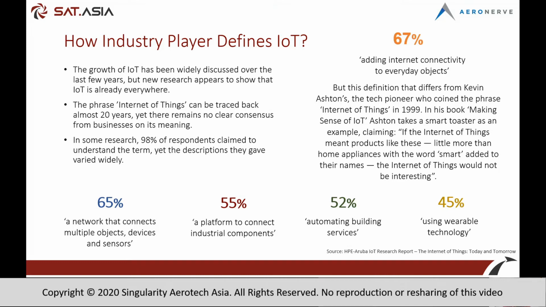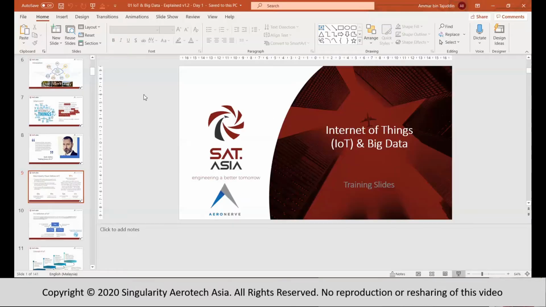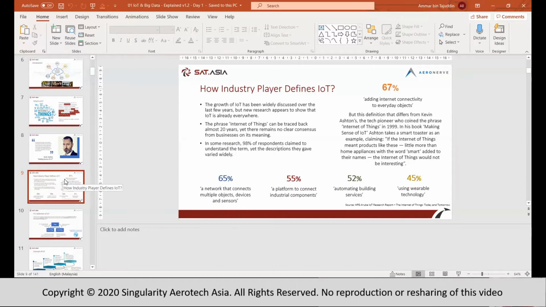Some other definitions that people gave to understand what IoT is: 65% of them said that it's a network that connects multiple objects, devices or sensors. 55% said that it's a platform to connect industrial components. Another 52% said that it's automating building services, and 45% said using wearable technology.